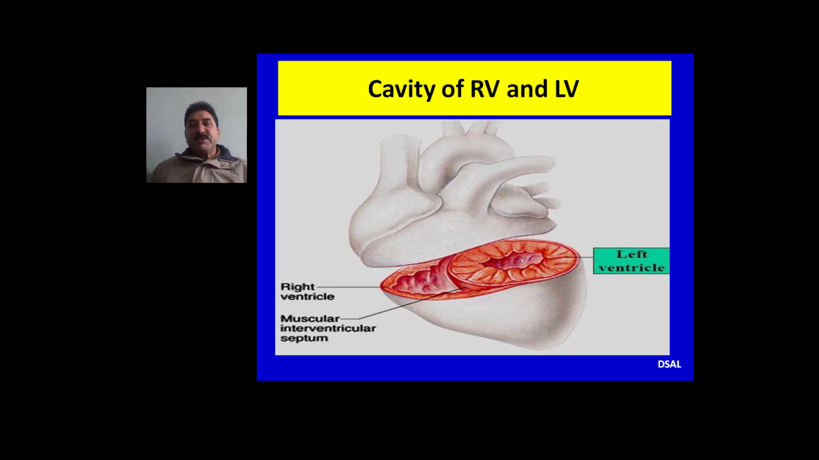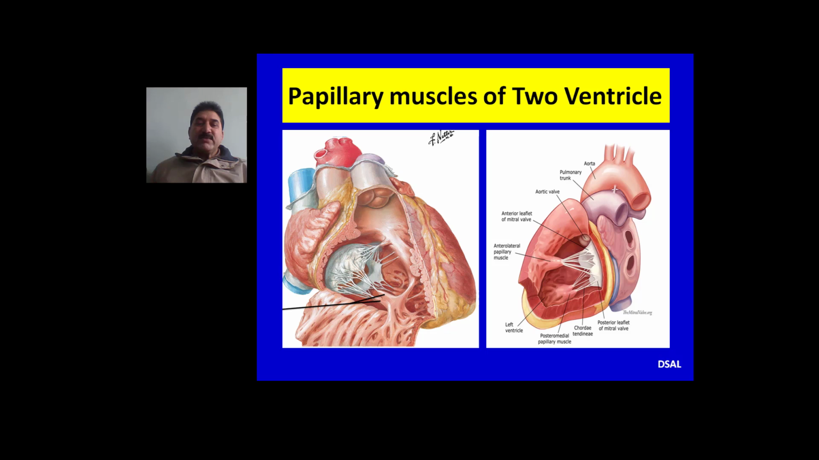Cavity of right and left ventricle. As already said, cavity of the left ventricle is circular, whereas the cavity of the right ventricle is crescent shaped. This is because the interventricular septum bulges inside the cavity of right ventricle.